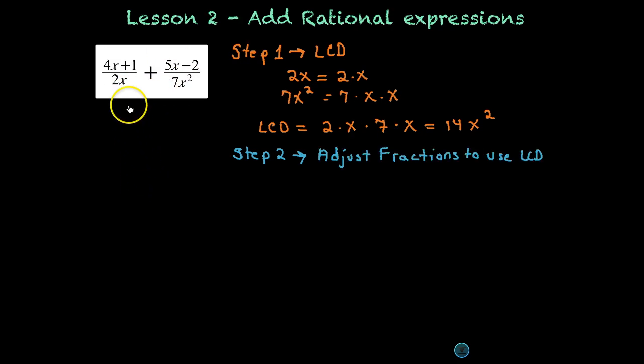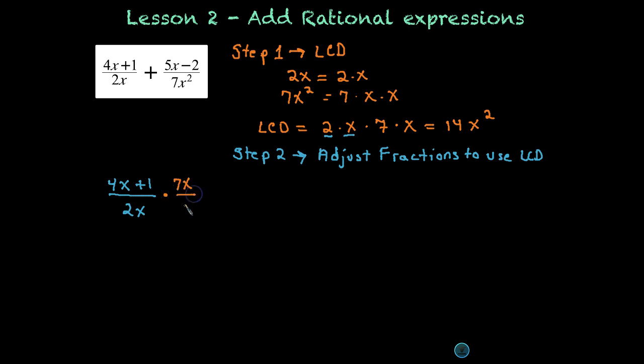And the way we do that is we look at our first fraction, which is 4x plus 1 over 2x. We look at our denominator, 2x, and we compare it to our lowest common denominator of 14x squared. Sometimes it's easier to keep the lowest common denominator in factored form so you can see what's missing. Well, we have a 2 and an x, which you can see right here, a 2 and an x, but what are we missing? We are missing the 7 and another x. So what we need to do is we need to multiply our first fraction by 7 over x.